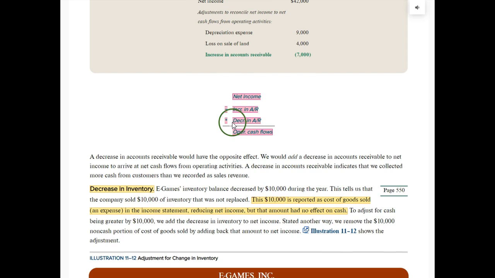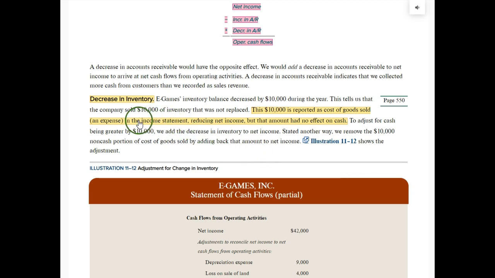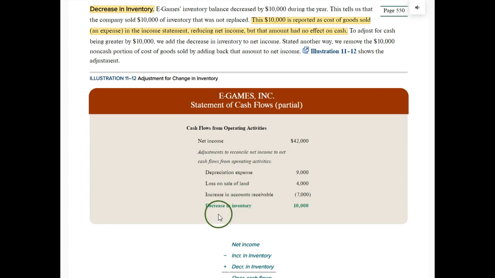And the pattern here is that for any non-cash current asset, we are going to subtract an increase and add a decrease. It works this way for accounts receivable. It works the same way for all other non-cash current assets. So if your inventory decreases during the year, we're going to add the decrease, because this is an expense we recorded and cash did not go out the door this year. It went out the door last year for this inventory.